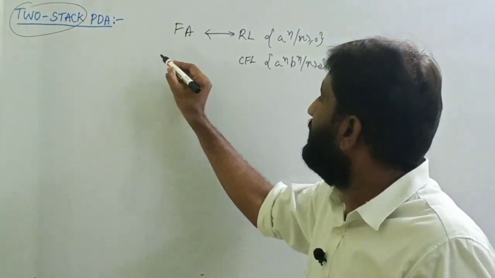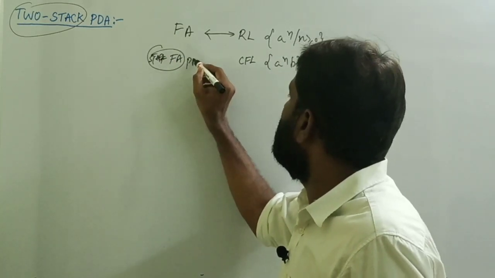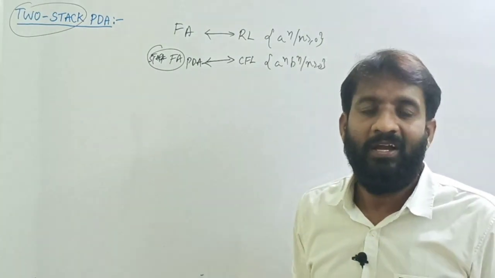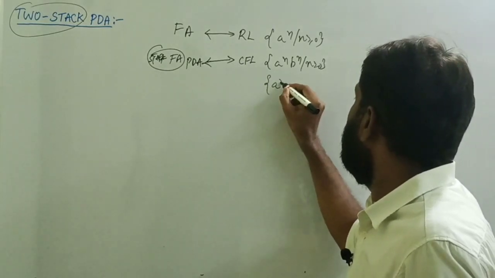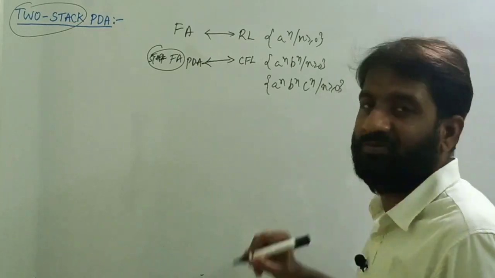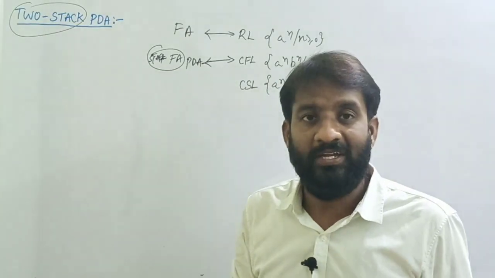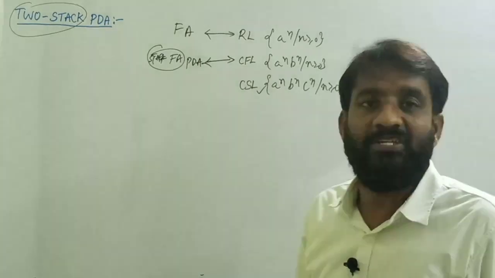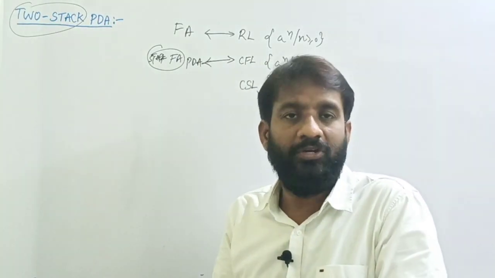So add a stack to the finite automata, and that is called the push down automata. Now push down automata can recognize the context free languages. Let's consider one more class of languages: a power n, b power n, c power n such that n is greater than or equal to 0. These languages are called context sensitive languages. Now push down automata is helpless in accepting this type of languages. A push down automata has one auxiliary storage in the form of the stack, so it is very limited.